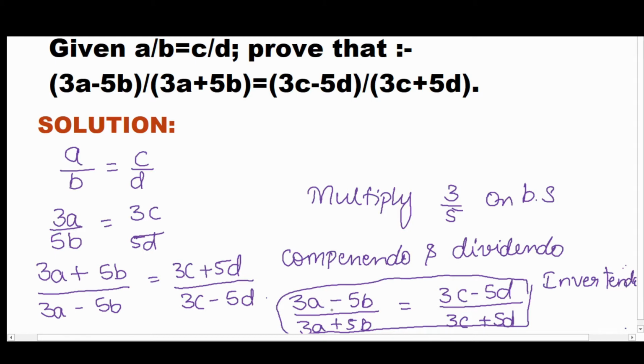And if you don't understand the properties of componendo and dividendo, please go back to our previous video, which was based on the properties of proportion. You can understand the properties of that and you can easily solve the problem. And children, this problem appeared in the year 2000 for 3 marks.